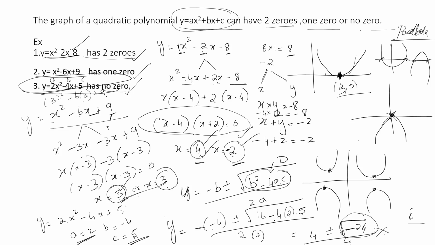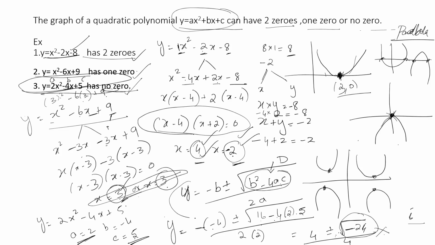When we have only one value, that means both values are the same, both factors are the same, then we'll have only one zero. It will touch the x-axis at only one point, either upward or downward. And we can have no zeros, where we can't find a value of x such that the polynomial becomes 0. How to find out?